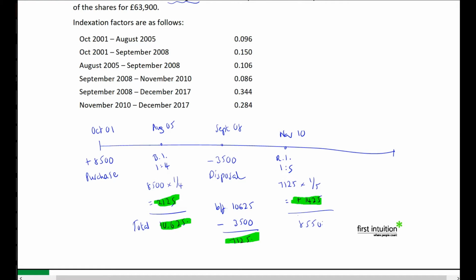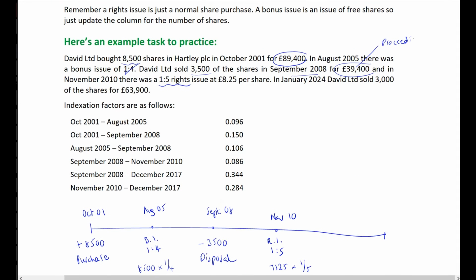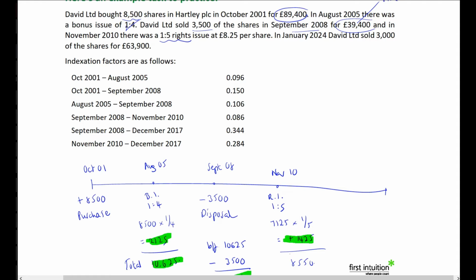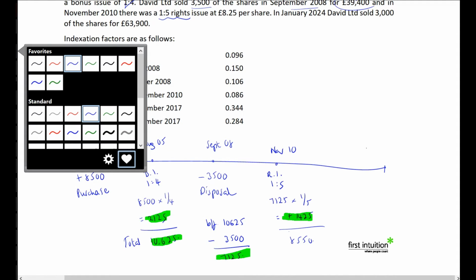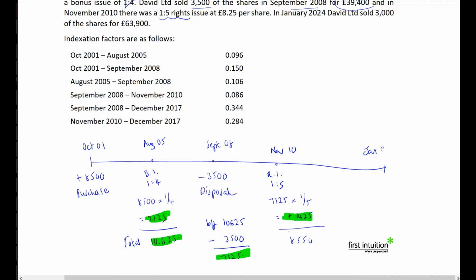What happens next? The next thing I think is the final disposal. In January of 2024, David sells 3,000 of the shares. So we're now at the end of our timeline. This is the final thing that we're dealing with. There's a disposal, minus 3,000 shares. Sold for 63,900. So they're proceeds.